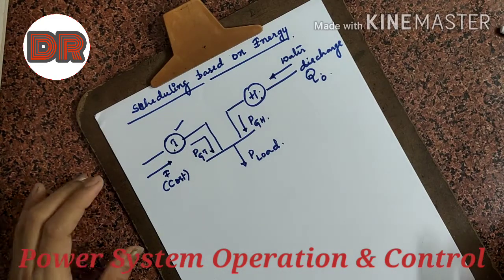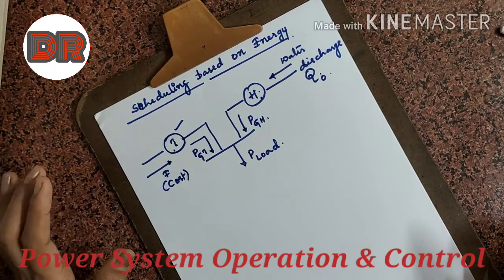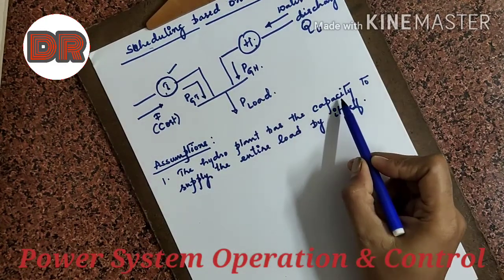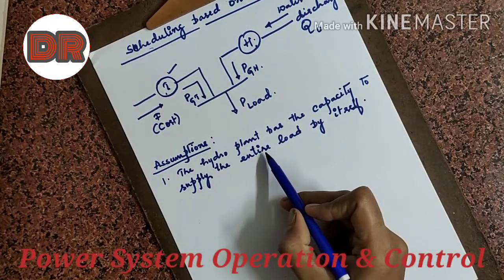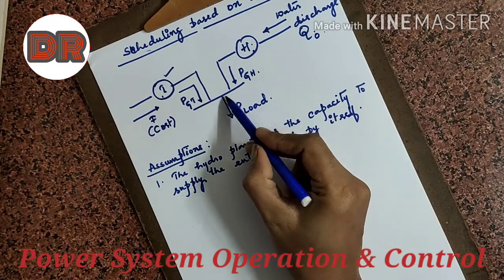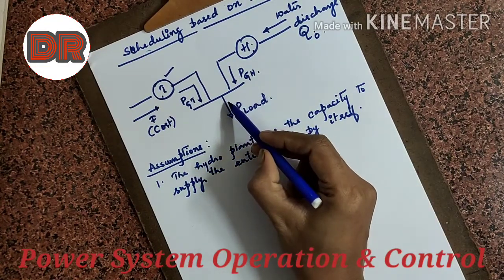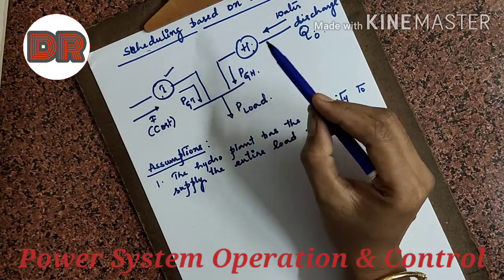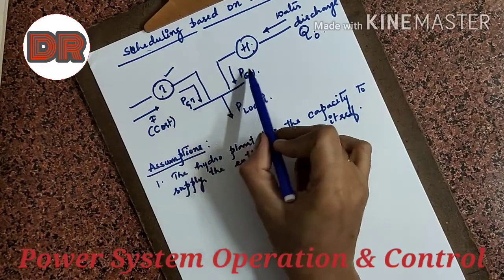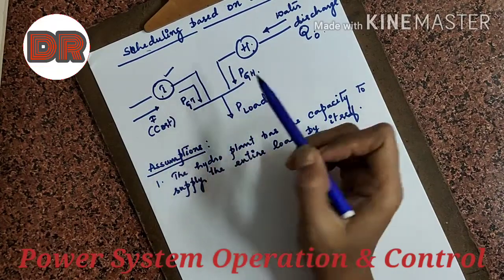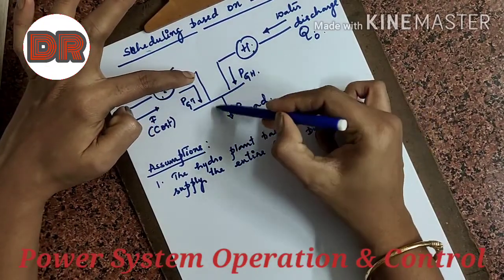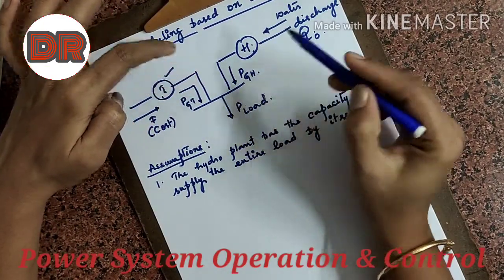In order to write the algorithm, initially we have to make some assumptions. The first assumption is that the hydro plant has the capacity to supply the entire load by itself. The entire load, which is given by P load, can be supplied by the hydro power plant alone. So this is the first assumption. Though there are two plants, one hydro and one thermal, the first assumption is that the entire power load, that is P demand, will be supplied by the hydro plant.